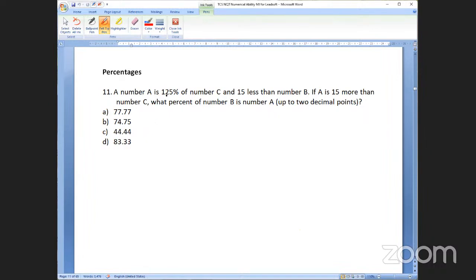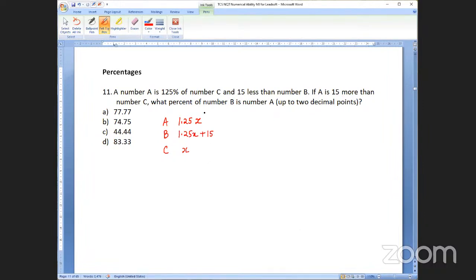A number A is 125% of number C. That means we'll first start with C. If C is x, A is 125% means A is 1.25 of x. 125% means 100% plus 25%. 100% means 1 in multiplication factor and 25% means 0.25. So A will be 1.25x. And a number A is 15 less than the number B. That means B is 1.25x plus 15.